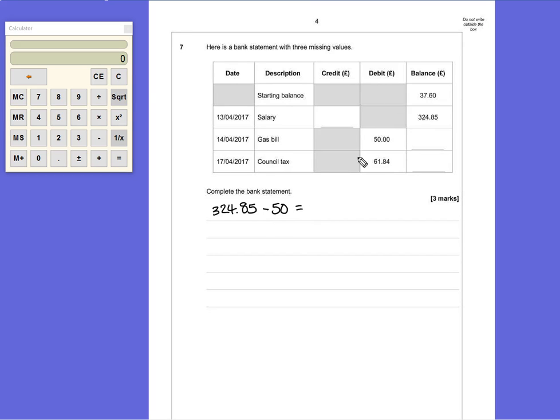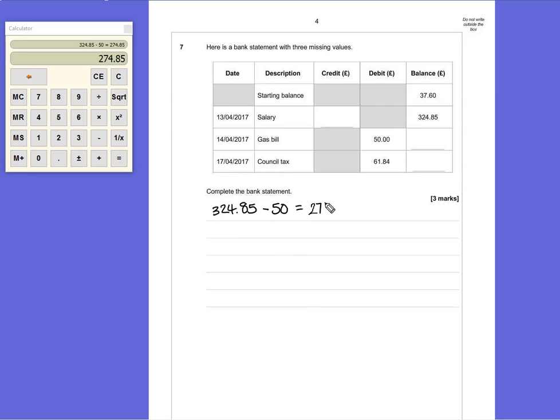You can use a calculator for this. So just type it in exactly as you've written down. 324.85 subtract 50 to give you your answer. Now if you want to work this out manually and then check it on a calculator, there is no harm in doing that. Do make use of your calculator during a calculator paper just to check your answers, check your working out, because the important part here is your method.